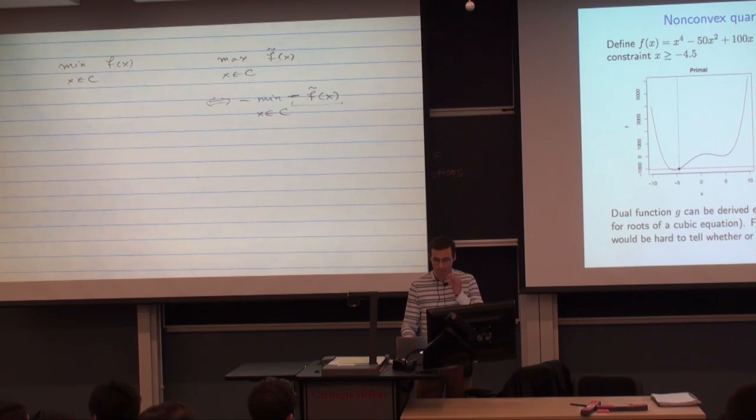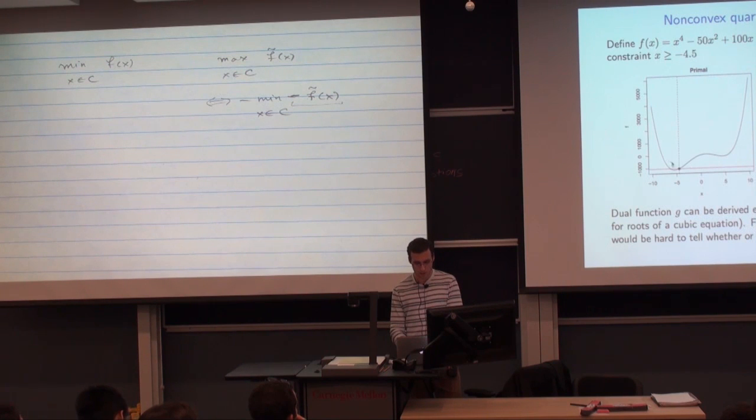So just to finish up with last time's lecture, I wanted to give you an example of a non-convex problem and its dual. So here's this function I defined, f of x. It's univariate: x to the fourth minus 50x squared plus 100x. It's non-convex. Here's a picture of it. You can tell immediately from the picture that it's not convex. It has this bump here. And I want to minimize this function subject to the constraint that x is bigger than or equal to minus 4.5.